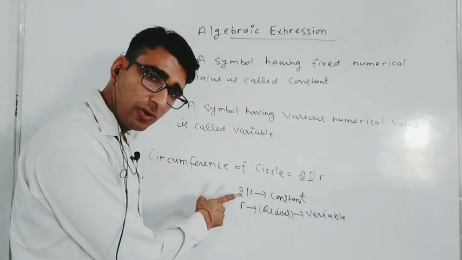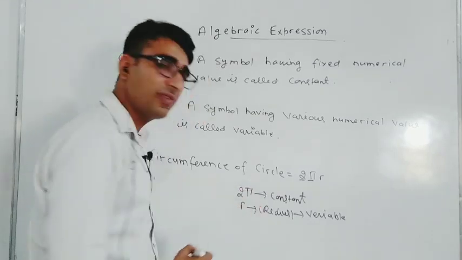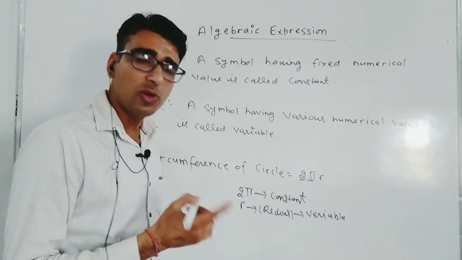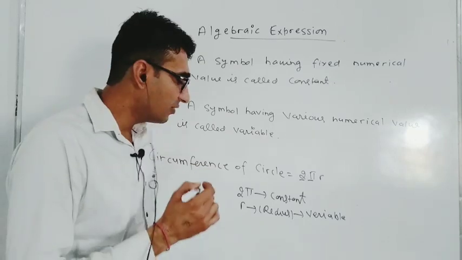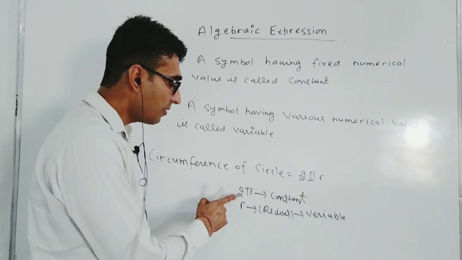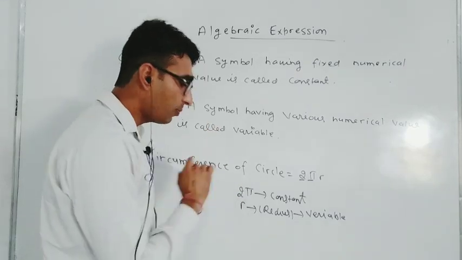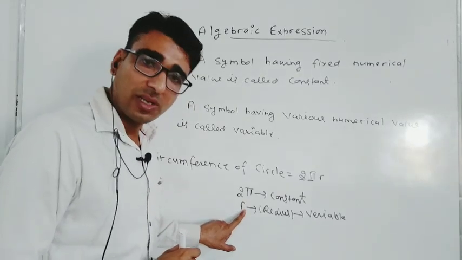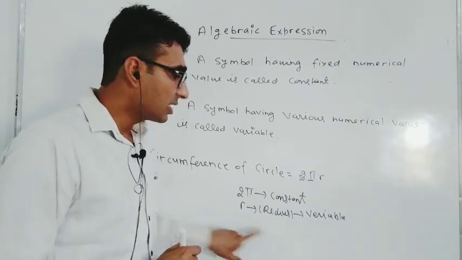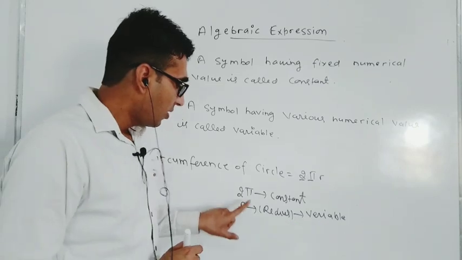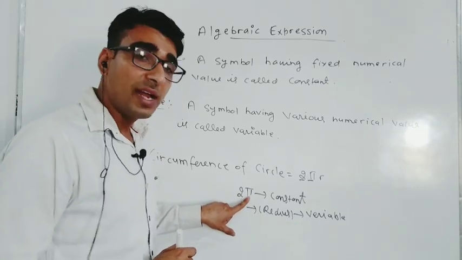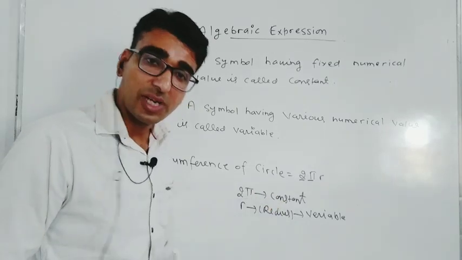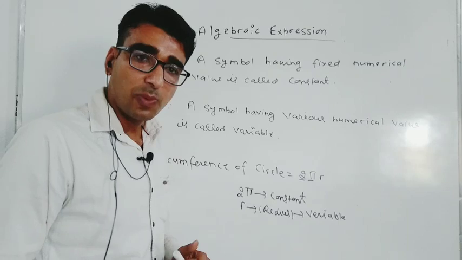2 is a fixed value, pi also has a fixed value, beta, because the value of pi is 22/7, or you can say 3.14. It is a fixed value. You cannot change the value of 2, you cannot change the value of pi, but anytime you can change the radius of the circle. So radius of the circle is variable, whereas 2 pi, because you cannot change the value of 2 and pi, these are constant. I hope you will get this point.